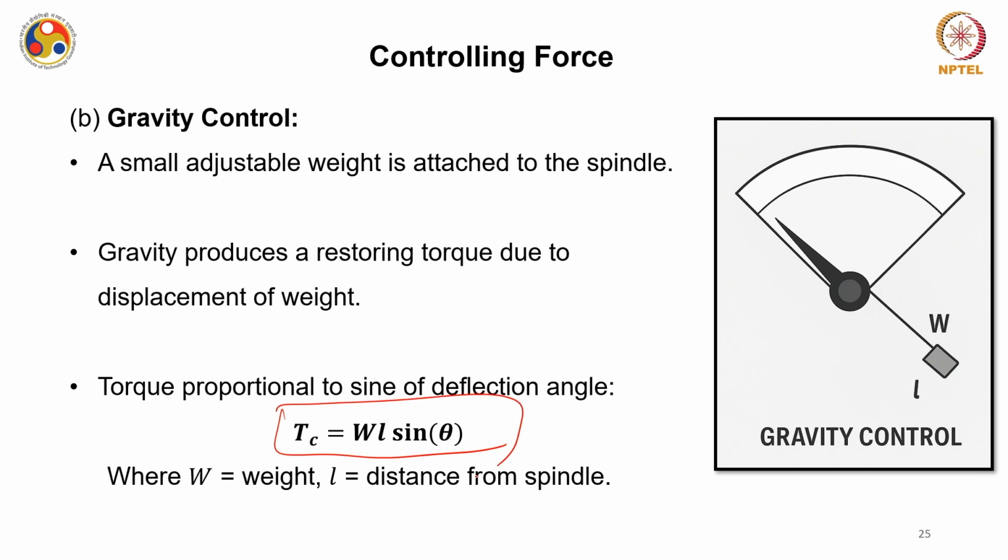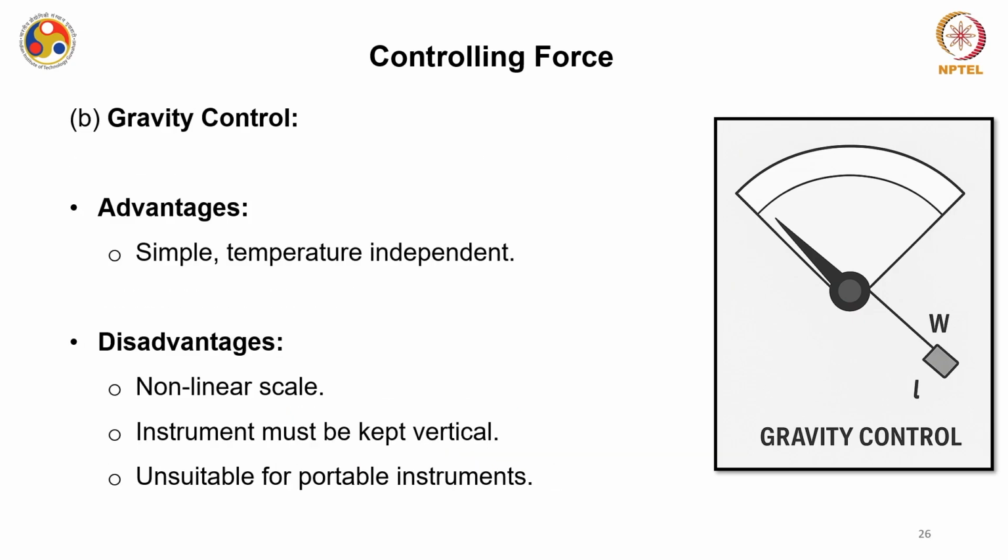Okay, and the torque is proportional to the sine of the deflecting angle. If you see this controlling torque equation, in this equation W is the weight and L is the distance from the spindle. The advantage of this gravity control is that it is very simple and temperature independent, because you are not using any spring in this case.